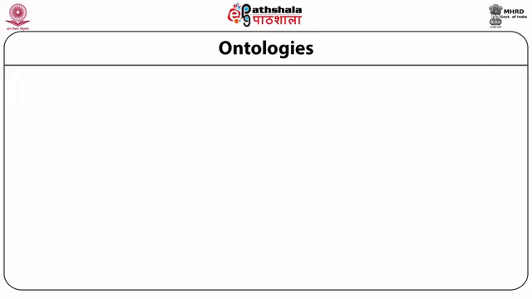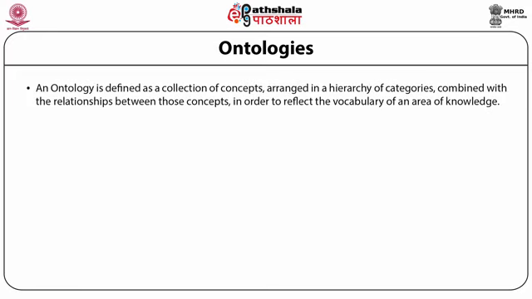Ontologies, which are the current topics for knowledge organization, go further than controlled vocabularies or thesauri. An ontology is defined as a collection of concepts arranged in a hierarchy of categories, combined with the relationships between those concepts in order to reflect the vocabulary of an area of knowledge.